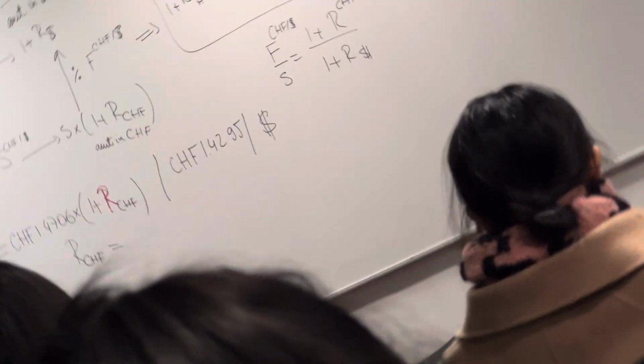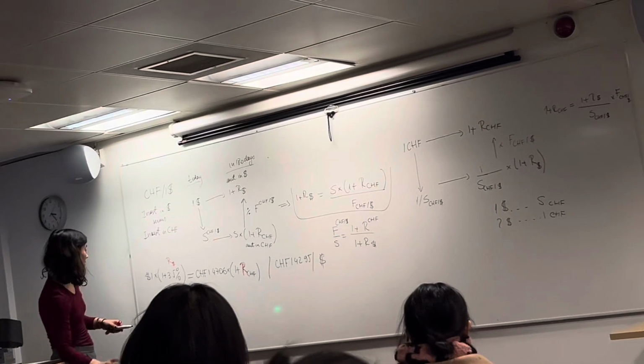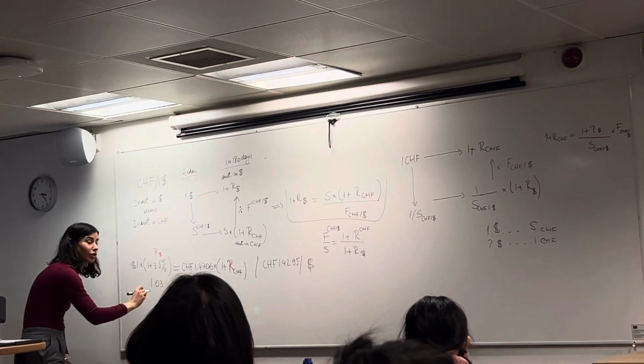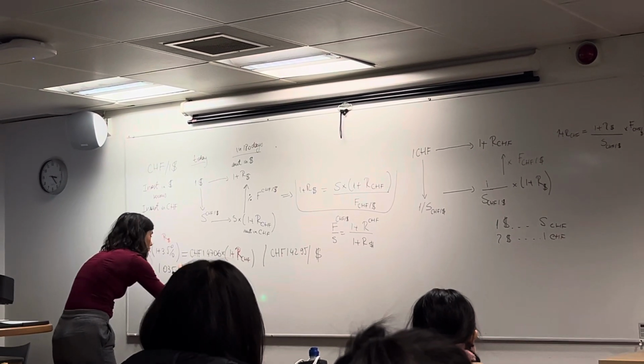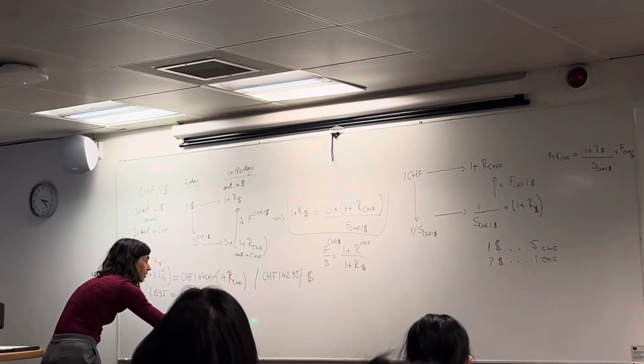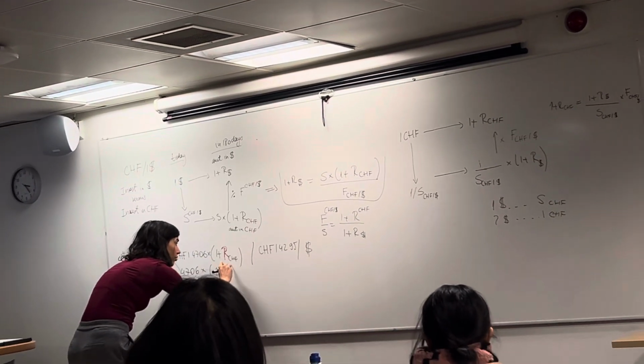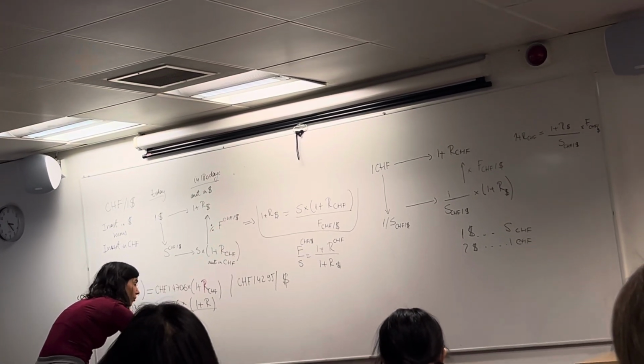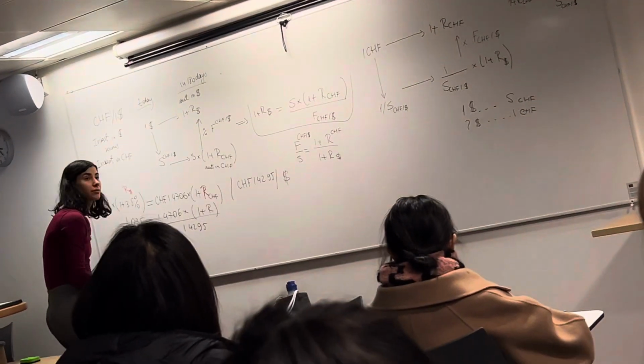Now, I hope you wouldn't find this type of arithmetic difficult, right? Hopefully. So let's do it to be sure. Now this is 1, right? 1 plus this, what is this? 1.035. Do you agree? Yeah. Equals 1.4706 times 1 plus our unknown, but I'll write it here, divided by 1.4295, right?